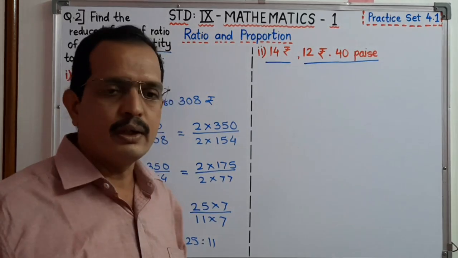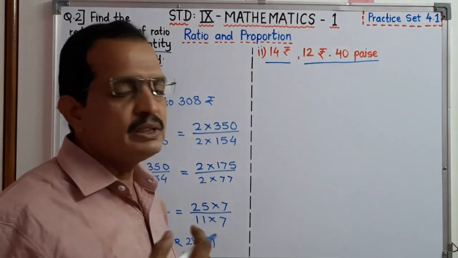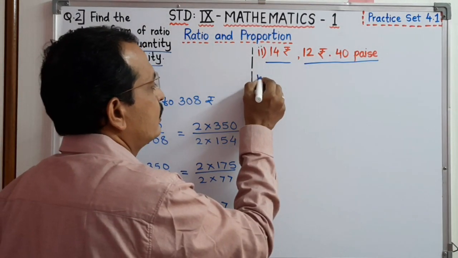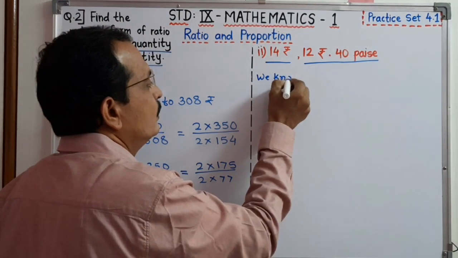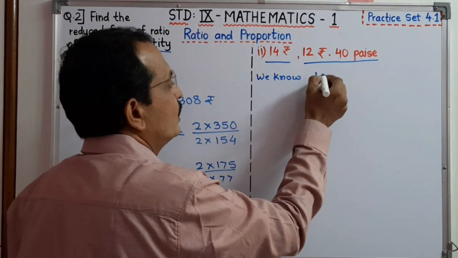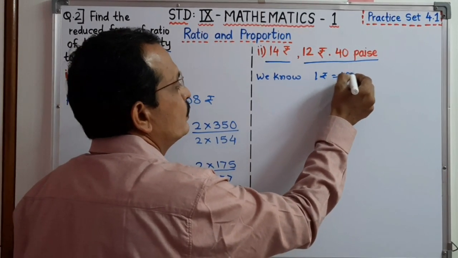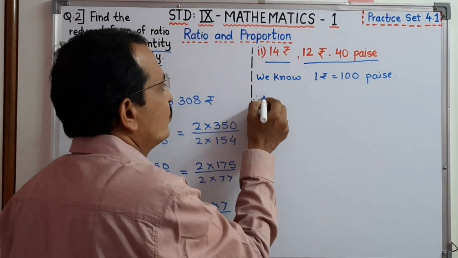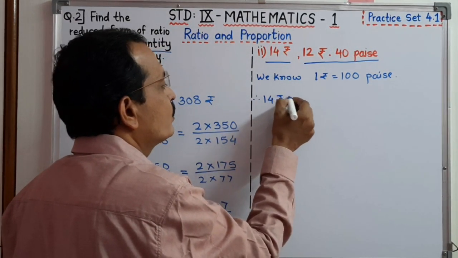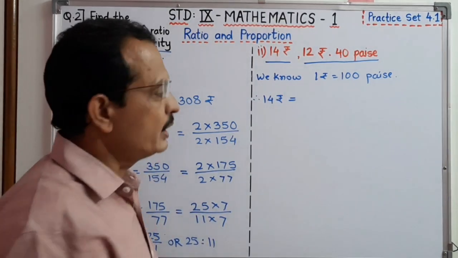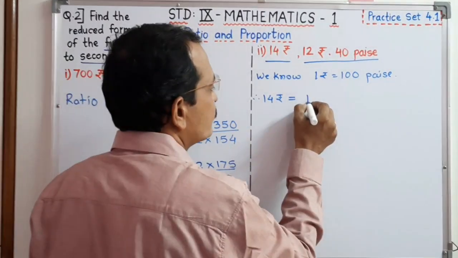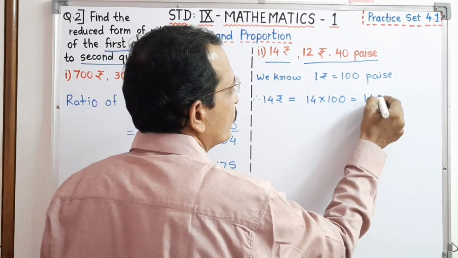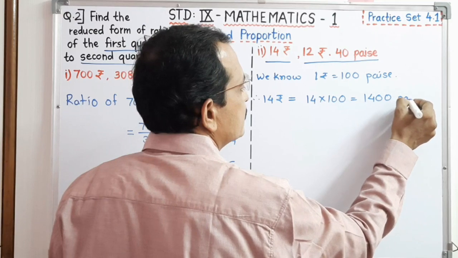Now all of you know that 1 rupee means how many paise? It is 100 paise. Therefore we know 1 rupee is equal to 100 paise. Therefore 14 rupees we have to convert into paise. Then how to convert? It is 14 into 100. We got here 1400 paise.